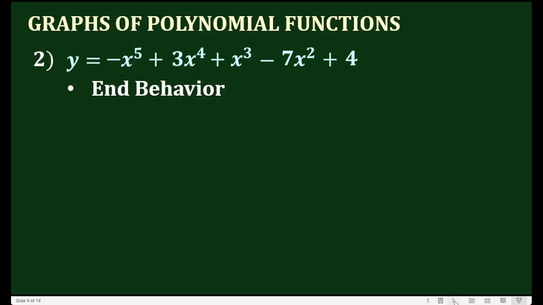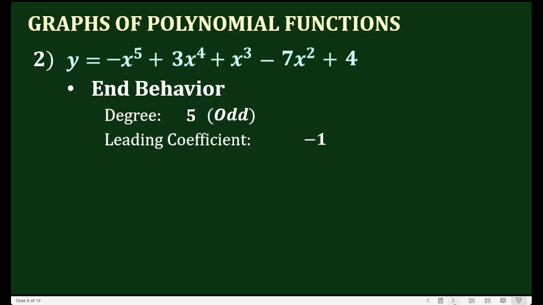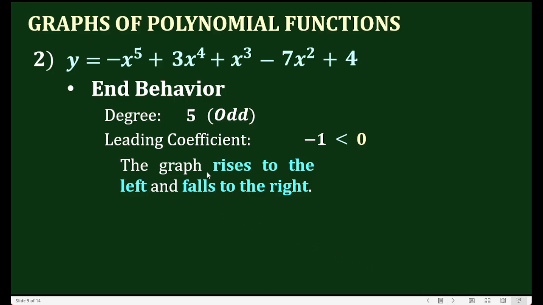So we need to observe the leading term, and we know that the leading term is negative x to the fifth, having a degree of 5, and 5 is odd. And the leading coefficient is obviously negative 1, so it is less than 0. If we have these two conditions, the end behavior of the graph would be this one. The graph rises to the left and falls to the right. So it's the other way around compared to the first example.